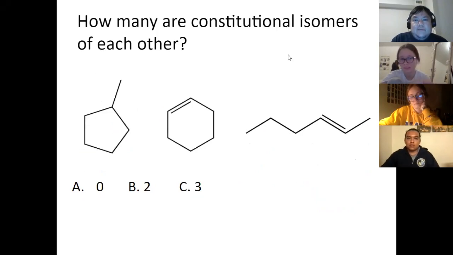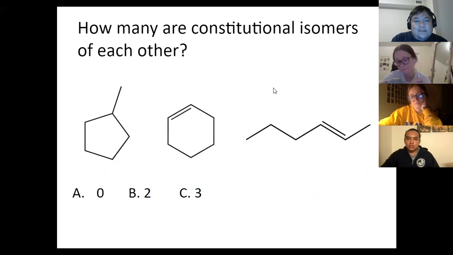Let's see what to say. How many constitutional isomers? Are these constitutional isomers of each other? Are any of these constitutional isomers?